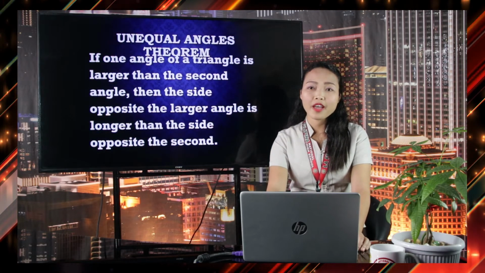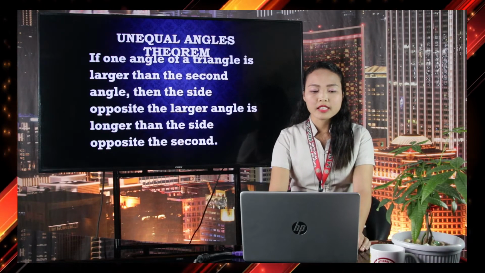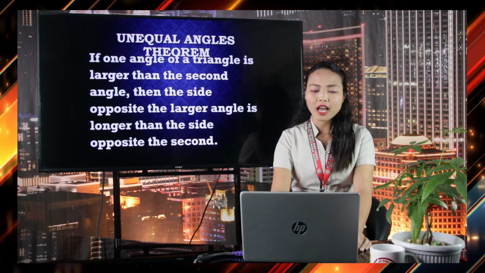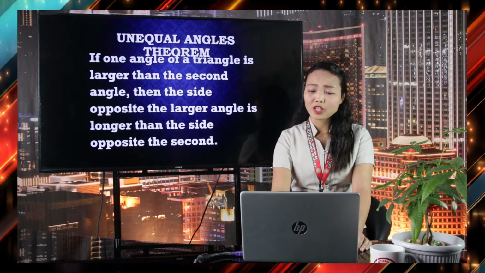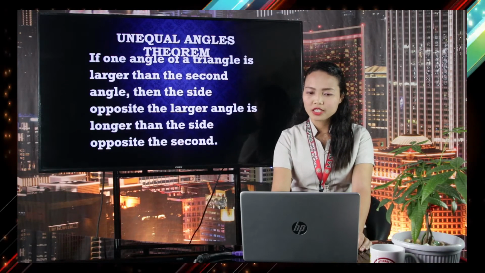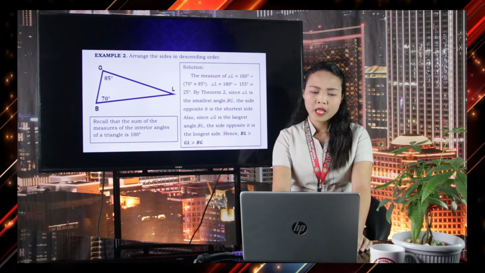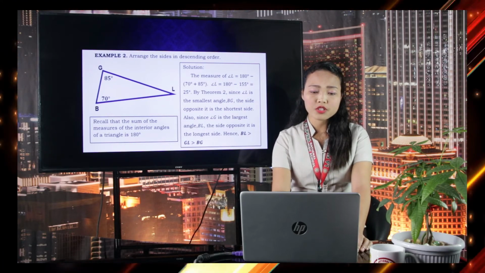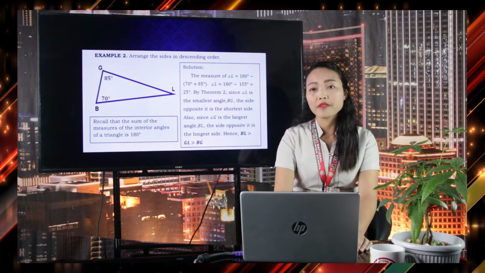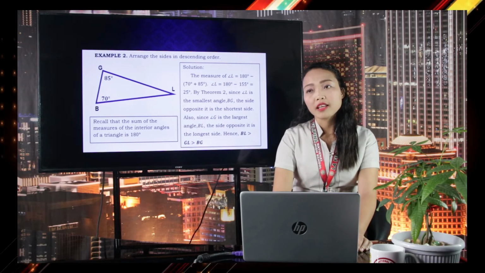Next, we have the unequal angles theorem. This one states that if one angle of a triangle is larger than the second angle, then the side opposite the larger angle is longer than the side opposite the second. What does it mean? Here is example number 2. We are given a triangle GLB. The given measures are, for angle G, 85 degrees and angle B is 70 degrees. But angle L is unknown.